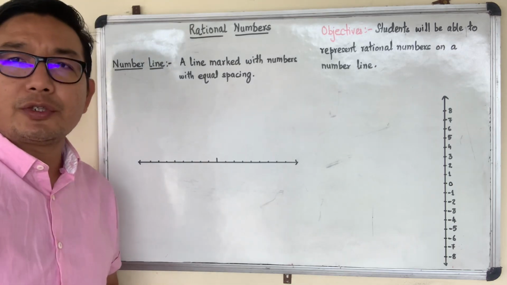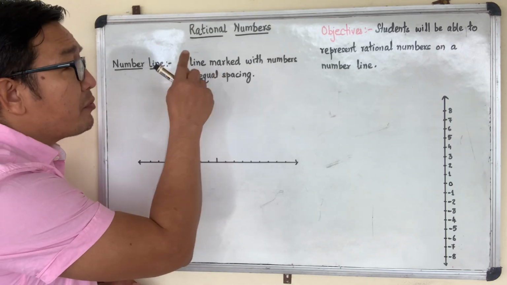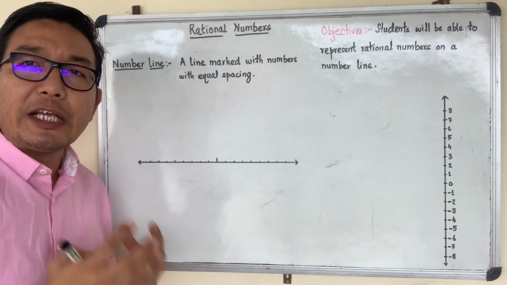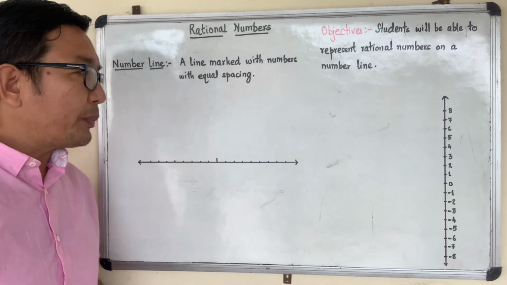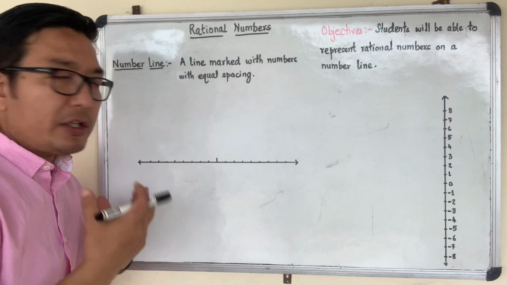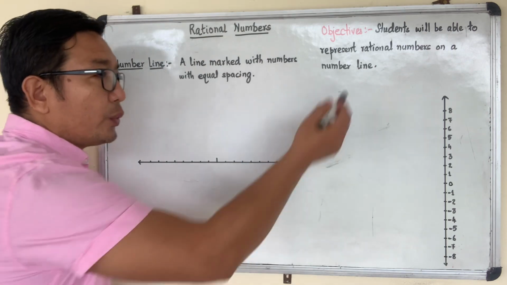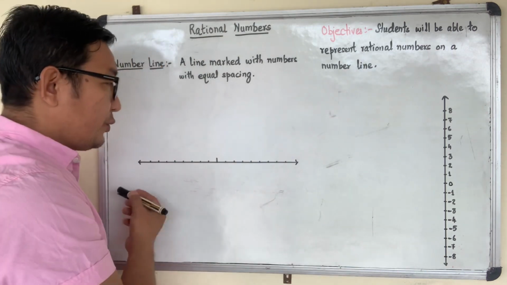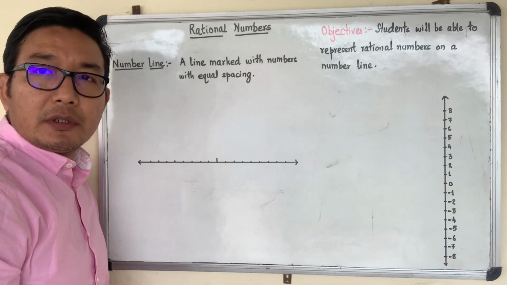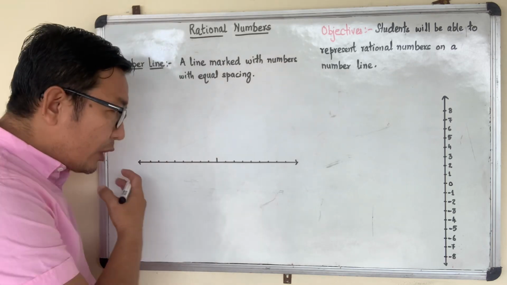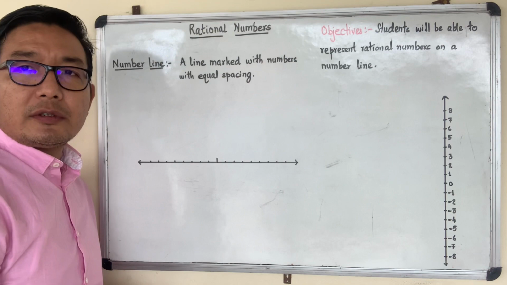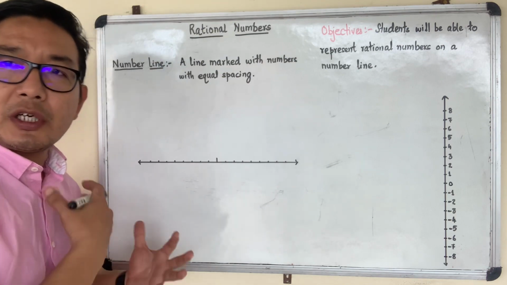A number line is a line marked with numbers with equal spacing. We have a vertical number line and we have a horizontal number line. So we most often use this horizontal line to represent any numbers on the number line.